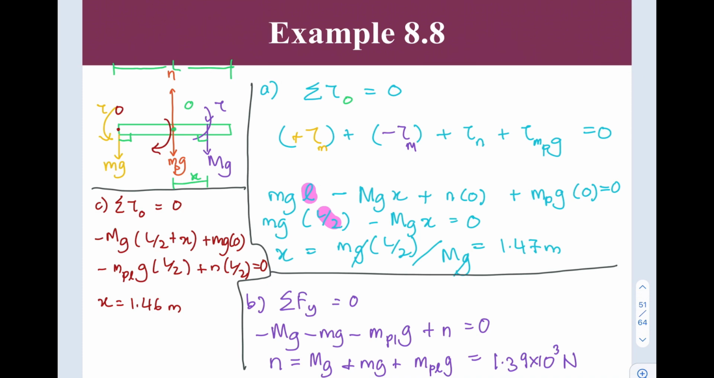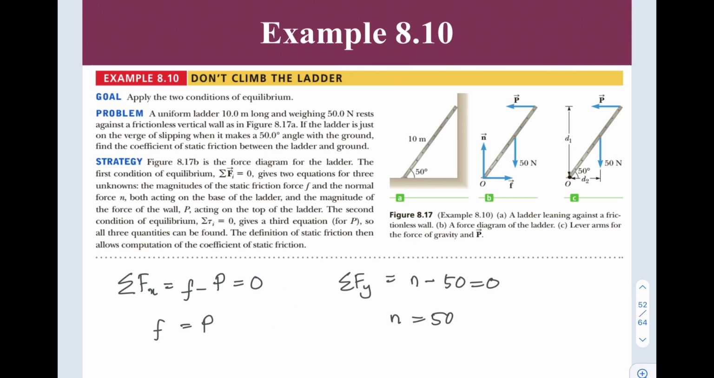For this one, the direction is also clockwise, that is why it's negative. But for the normal, it's positive because the direction is counterclockwise. So the perpendicular distance from the normal to the pivot here is L over 2, equivalent to 0. From here we will get our x is 1.46 meter. What can we conclude here? Almost the same actually. Regardless of which point we take as the pivot or axis of rotation, if the system is in equilibrium, we will get the same answer.